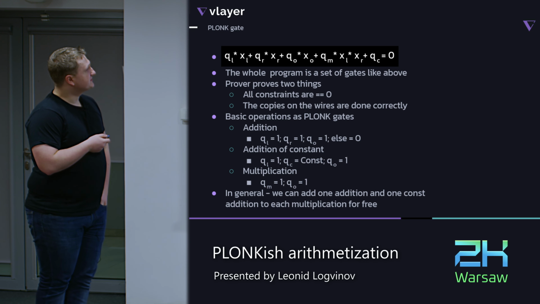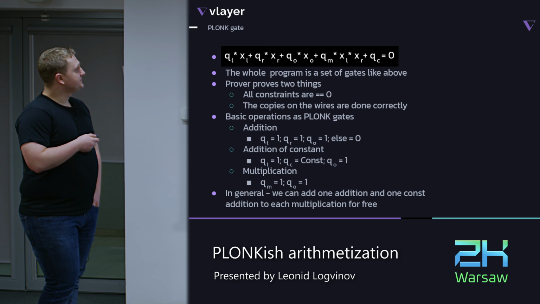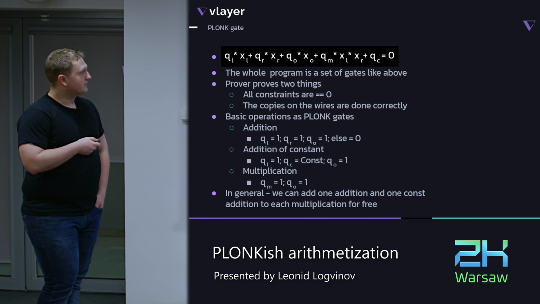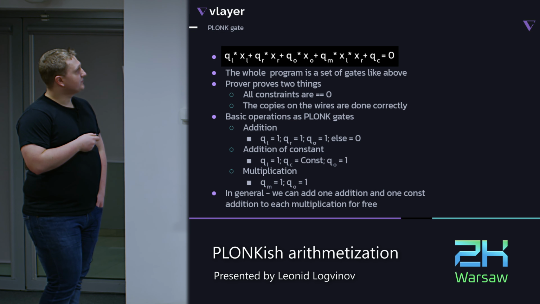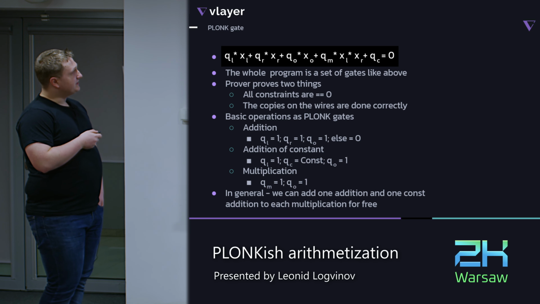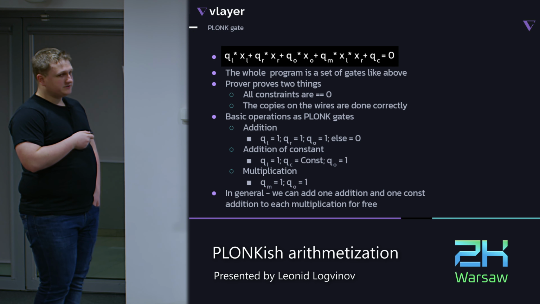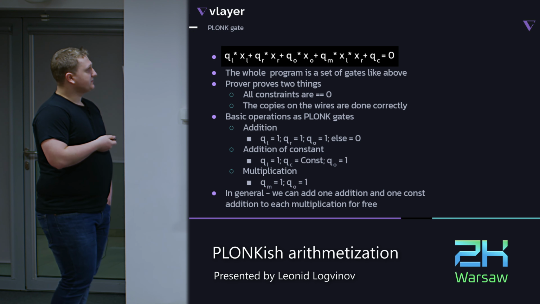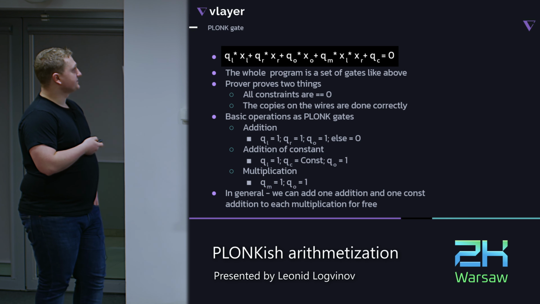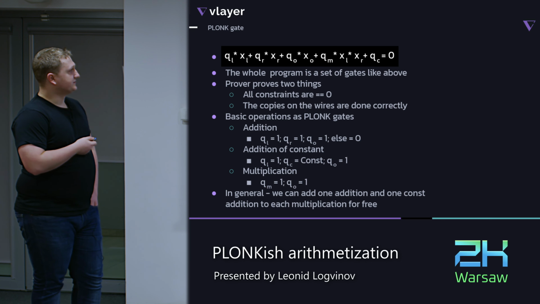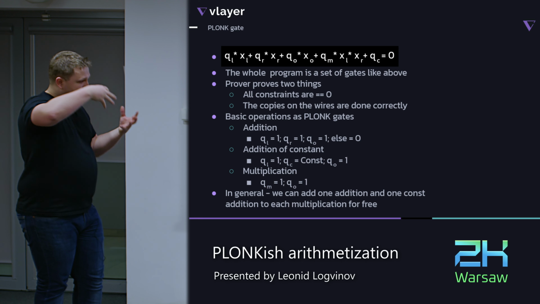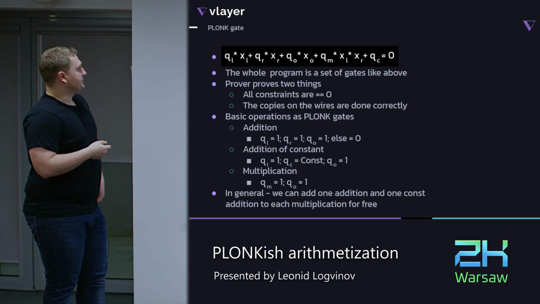And the whole program in PLONK is a set of gates like above. The prover proves two things, essentially: that all constraints are satisfied, all constraints equal 0, and that the copies on the wires are done correctly. This is called the copy constraints, because here I produce something which is XO, the output, but then in the next gate, I use the output of this gate as the input of some other gate. So I also need to prove that those variables are actually the same. The way that copy constraints work in the prover is out of scope for this presentation, but you just need to know that these things are proved, so that if you produce something here and it's used in another gate, it is all interconnected together and you cannot cheat there.